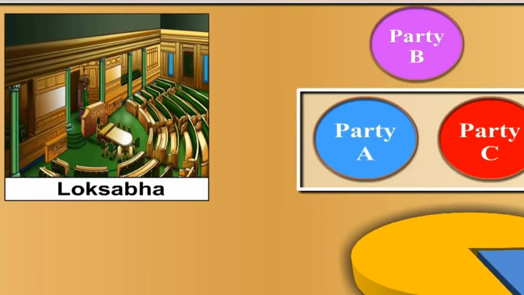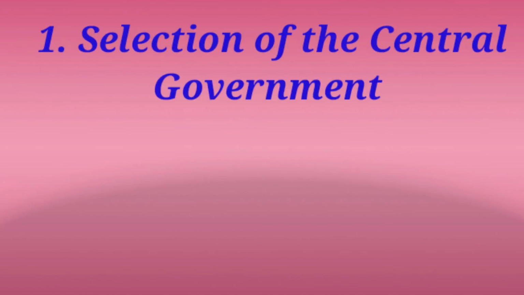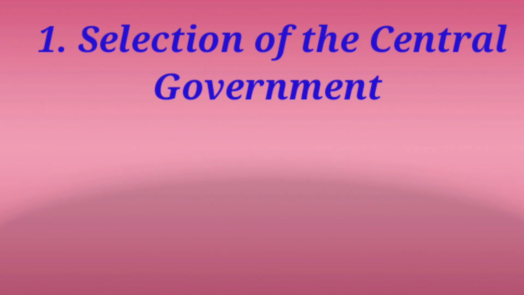All MPs, all the members of the parliament, constitute the parliament, and they perform three major functions. The first one is selection of the national government. National government means central government. The second function is control of the government, and the third is legislation. Legislation means law making. This is what we are going to learn now.